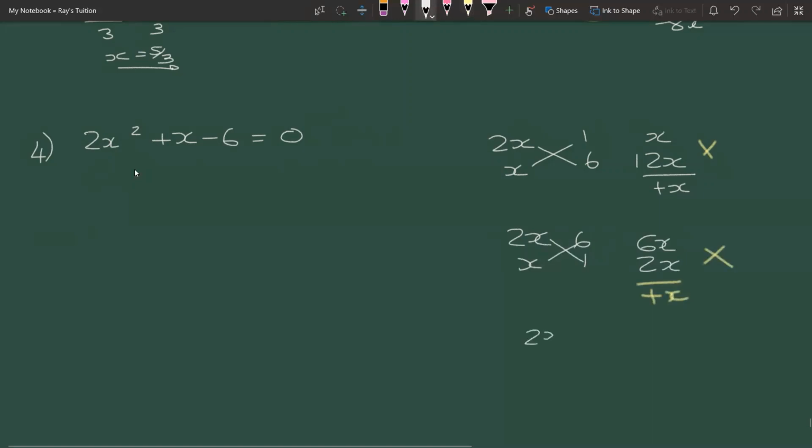Let's try different factors for x. So for 6, we have 3 times 2. So we have 3x and 4x. Can 3x and 4x give us positive x? Yes, it can. If we have a positive 4 and a negative 3. So then let's take over our signs. And those are our factors.